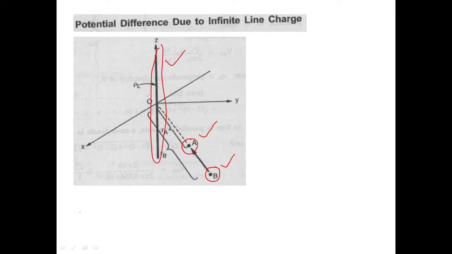So we'll assume that the distance between the line and point A is RA, and the distance between the line and point B is RB. So RA and RB. And what you have to remember here is that RA and RB are the perpendicular distances from the infinite line charge to these two points, right? So this is one thing which you should note.